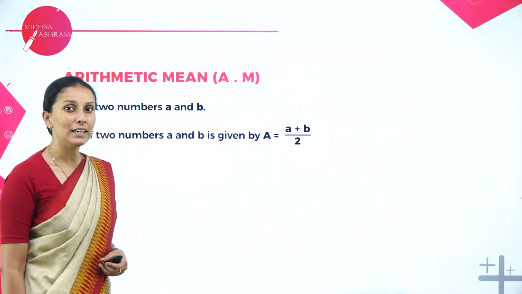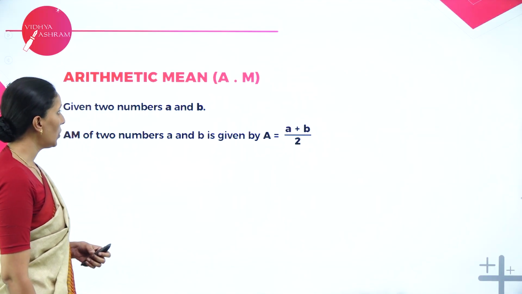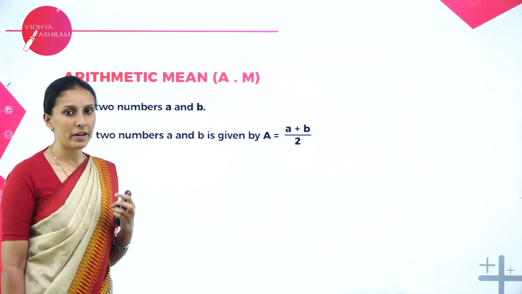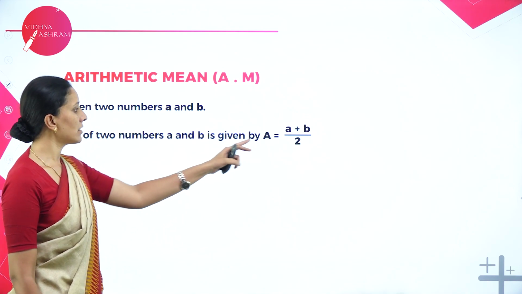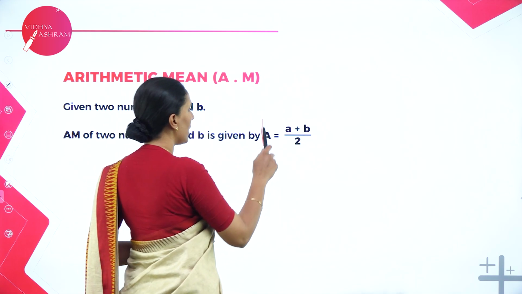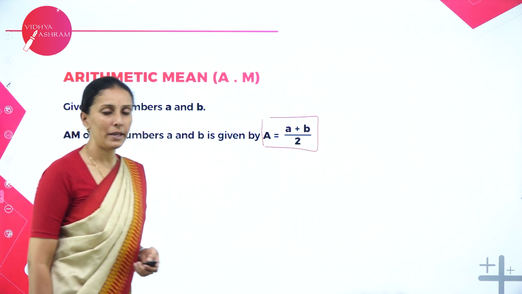The next thing is the arithmetic mean. Now consider two numbers A and B. The arithmetic mean of two numbers is nothing but the average between them. Therefore it is equal to the sum of those two numbers divided by 2. It is given by A is equal to A plus B by 2.